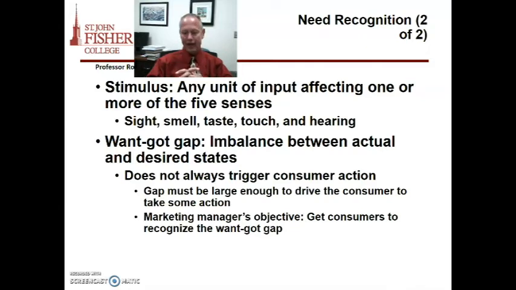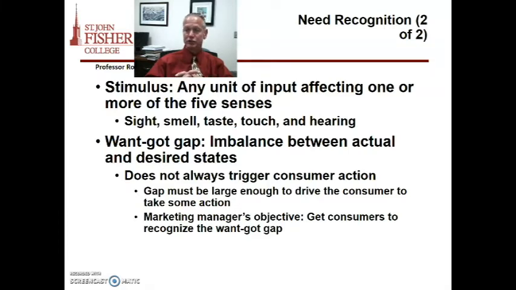The need-want gap is the imbalance between the actual and the desired states. So right now your actual state is you're hungry, your desired state is to satisfy that hunger. You see a commercial on TV for a pizza, you go and you buy that pizza. You could have a want gap that says, I'm not as popular as I want to be. I know the popular people wear these types of clothes, so you go out and you buy clothes that will satisfy that need.